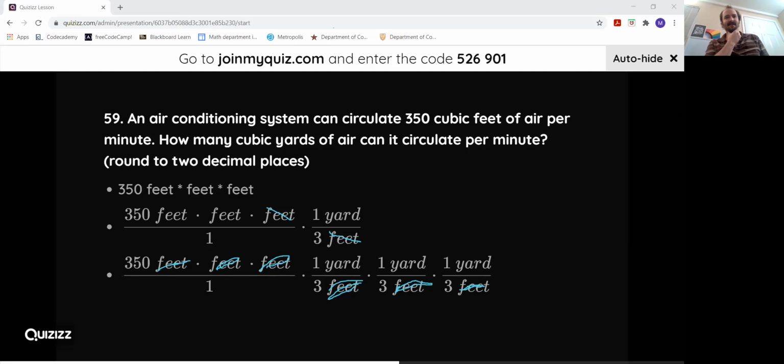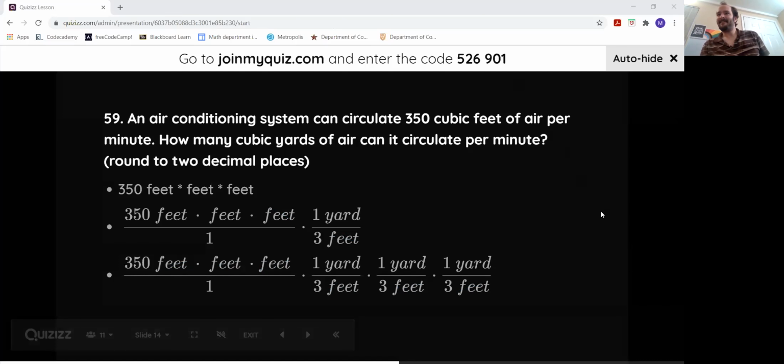Have y'all done unit analysis before? Is this new? Is it old? Somewhere in between? Don't know. Didn't pay attention. It's a bit new. Okay.